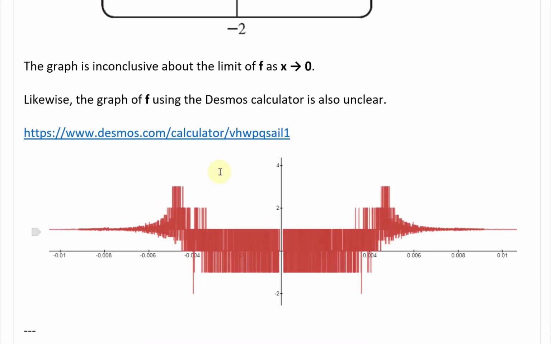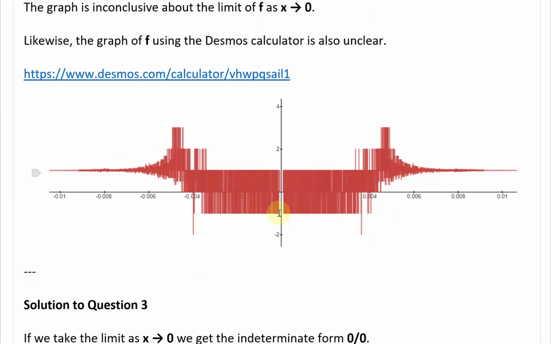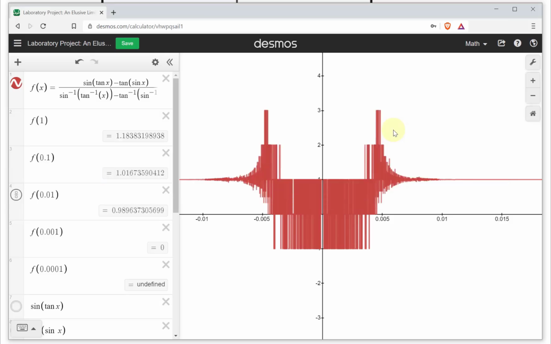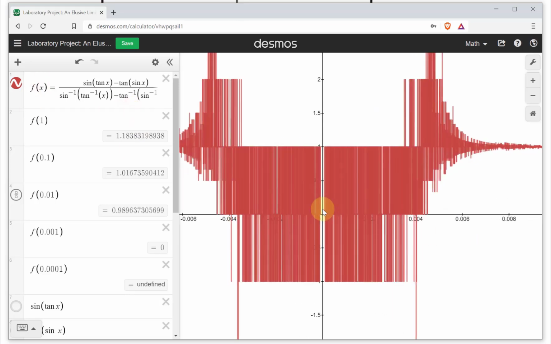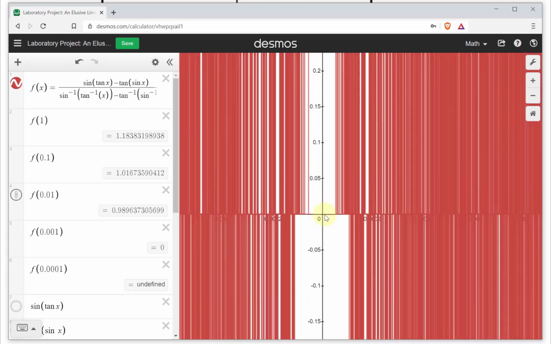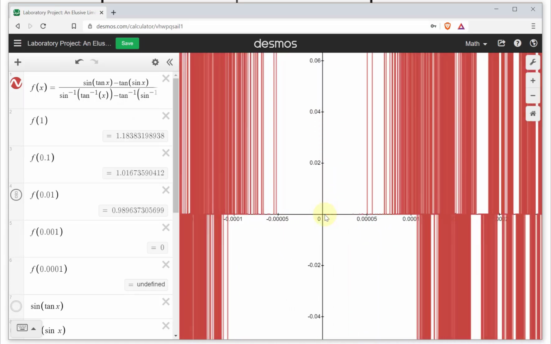Likewise, the graph of f using the Desmos calculator is also unclear. There's the same link, and this is what we get. We get some random stuff like this near 0. So yes, it is unclear, and even when you zoom in, it's all unclear. Here's the Desmos calculator in the browser. Here's the graph. If you zoom in, it just keeps repeating the same thing. So it is unclear whether a limit exists or not.